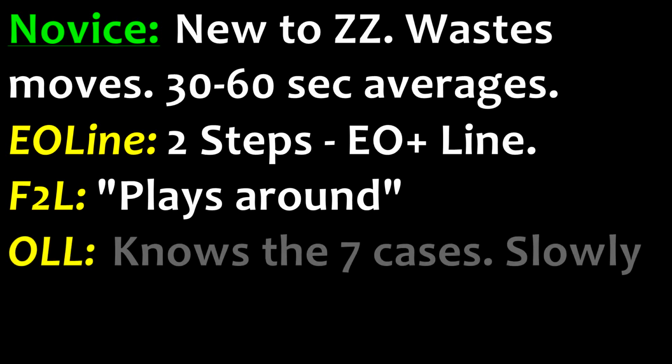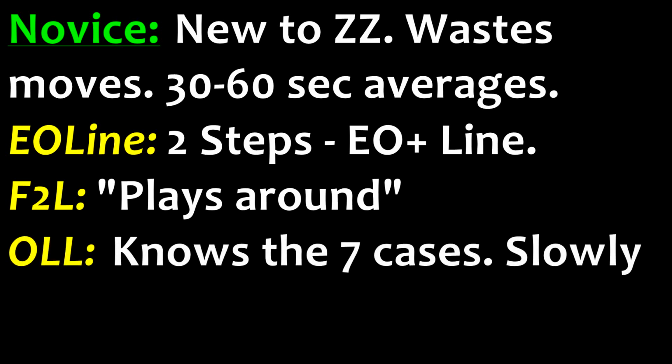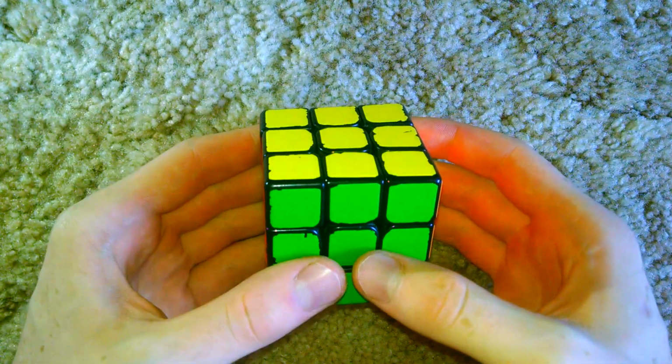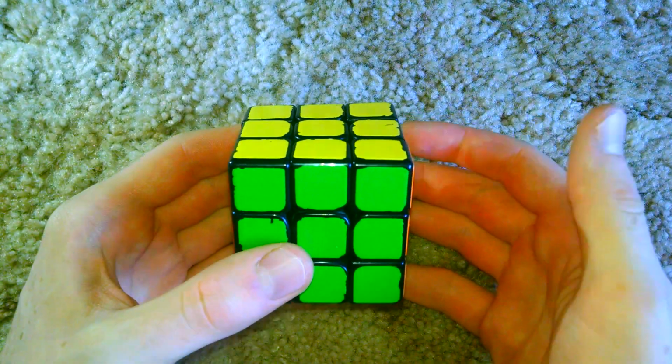Then, in the OLL stage, the novice can recognize and execute all 7 OLLs, but they do so fairly slowly. Then, to finish up the solve, the novice uses 2-look PLL. Just like the OLL stage, these algorithms are recognized and executed fairly slowly. With that definition in mind, here's how to advance to this next skill level, the Achiever.